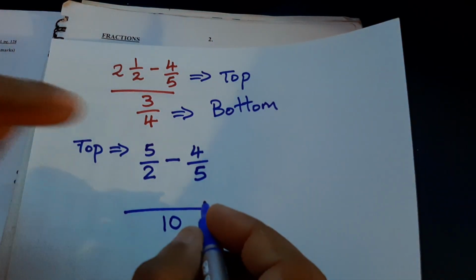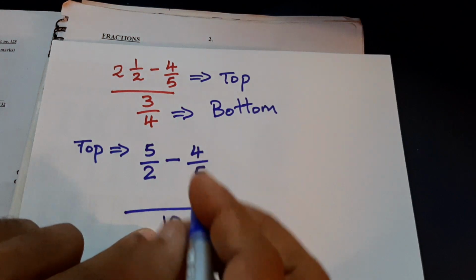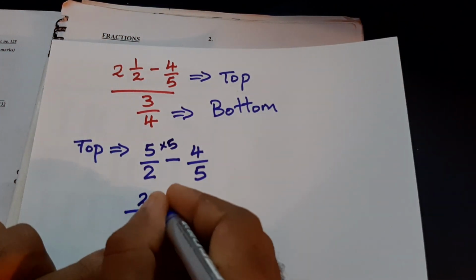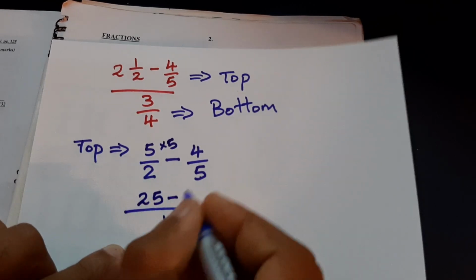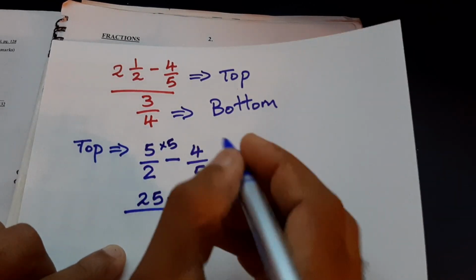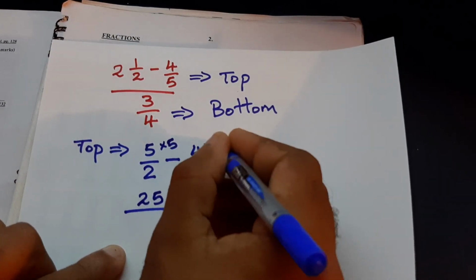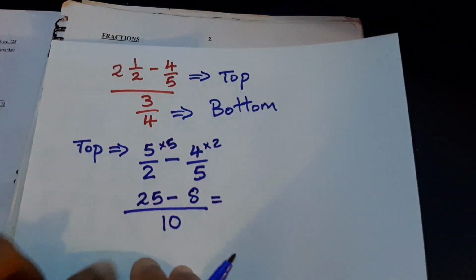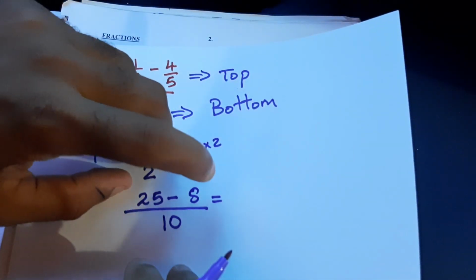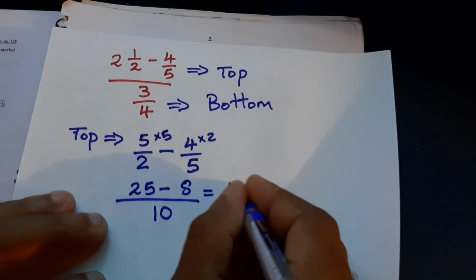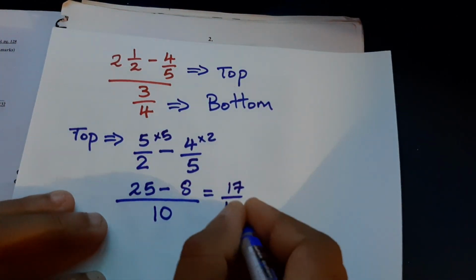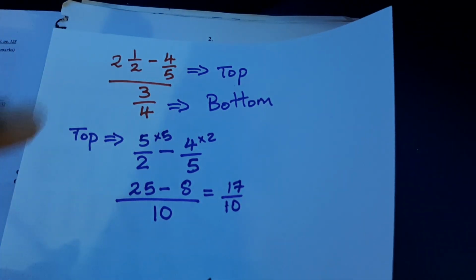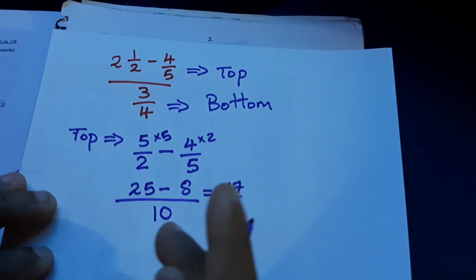What I'm going to do, I'm going to say 2 into 10, that's going to give me 5. I'm going to multiply the numerator by 5, so 5 times 5, that's going to give me 25. Minus 5 into 10, that's going to give me 2. 2 times 4, that's going to give me 8. Equal to, now 25 minus 8, that's going to give me 17. 17 over 10. So that would be my answer for the top part of the question. Then look at the bottom.